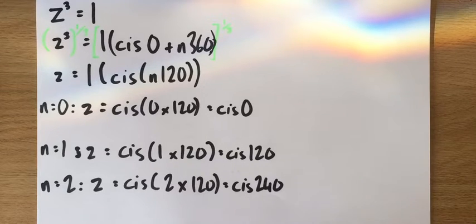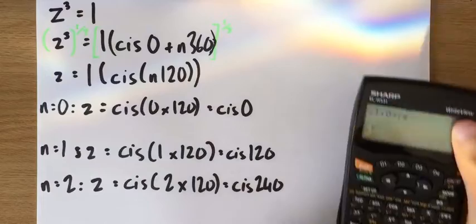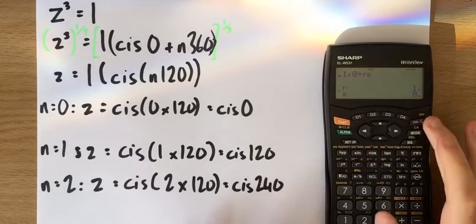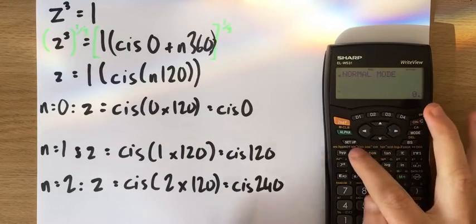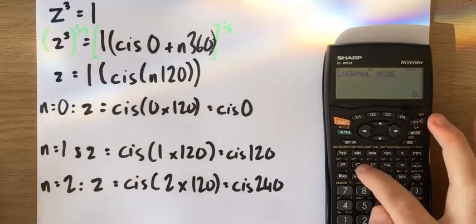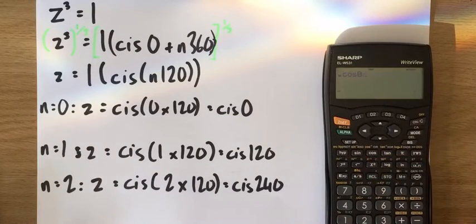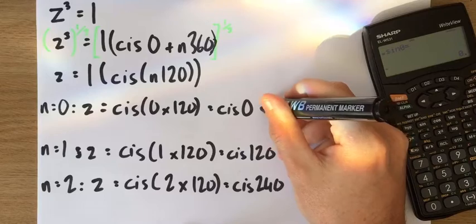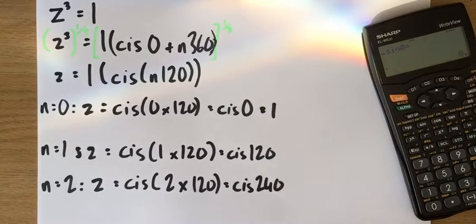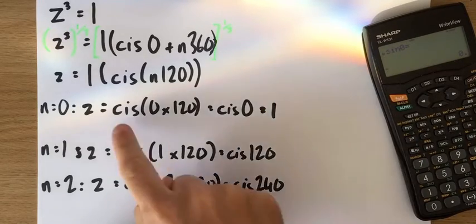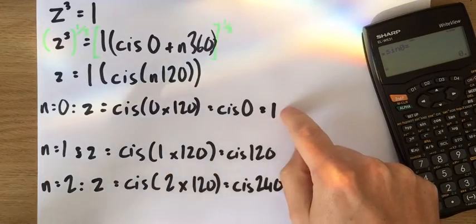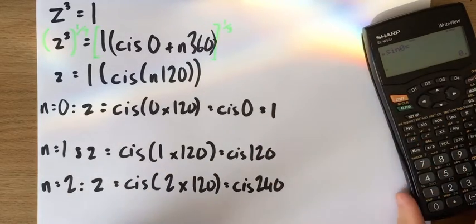We generally want them back into rectangular form. So the cis of 0 is cos 0 plus i sine 0. So cos of 0 is 1, sine of 0 is 0. So this is just going to be equal to 1. And whenever you're getting the roots of unity, the first solution is always just going to be 1, and then the rest of them will be your complex roots.